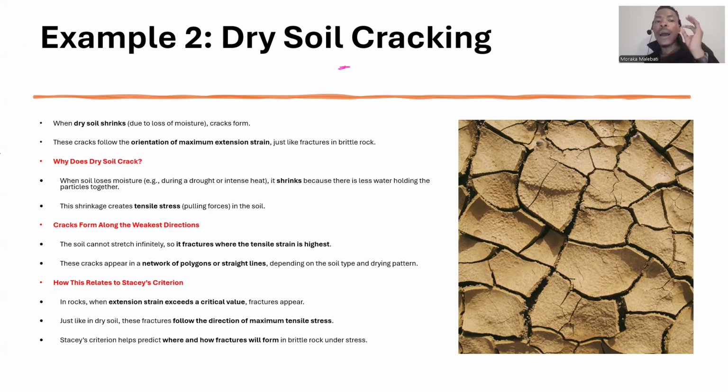Remember, we said that this criterion will predict the direction and the extent of a fracture. So in rocks, when extension strain exceeds the critical value, fractures appear. Just like in dry soil, these fractures follow the direction of maximum tensile stress. So the strain criterion helps predict where and how fractures will form in brittle rock under stress, the direction and the extent of the fracture, and where as well.